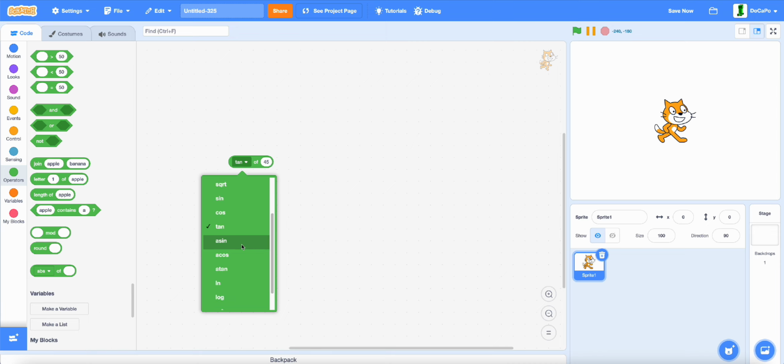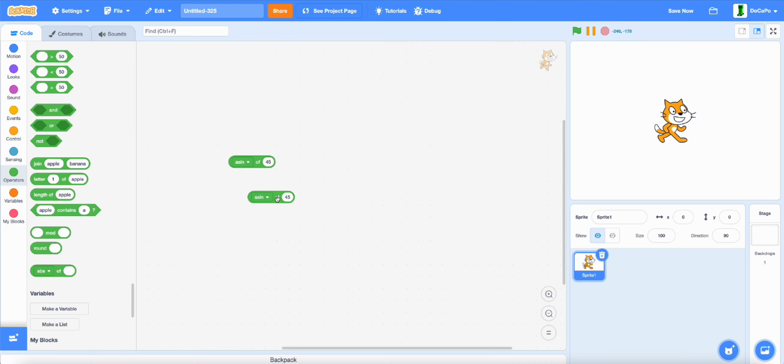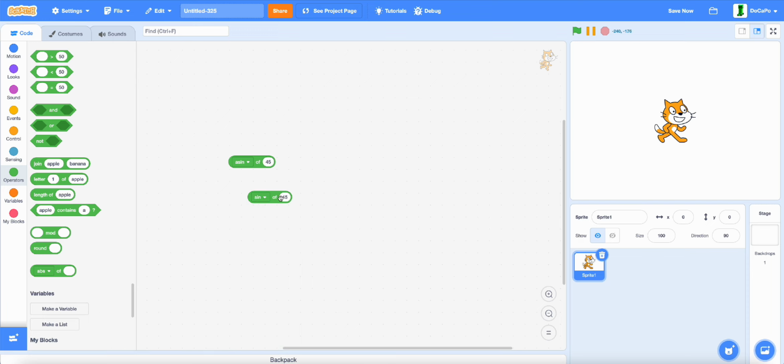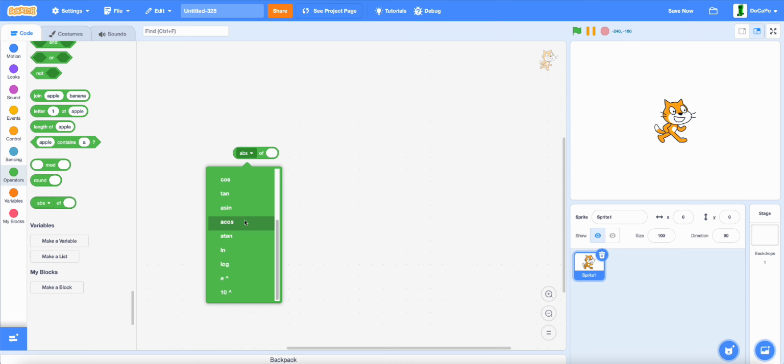Then asin, which is basically sine of this, sine of 45, which would equal this. And if I type in around that, it will give 45, basically reverting it back like this. And same for acos and atan.